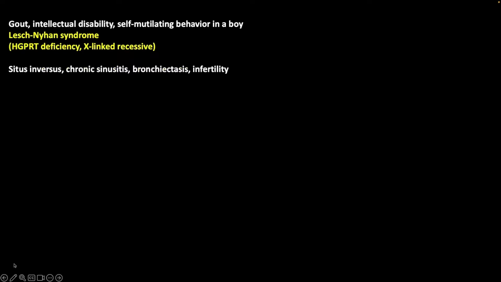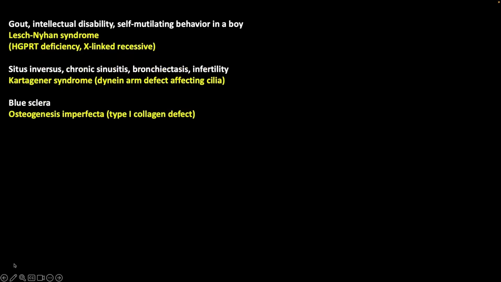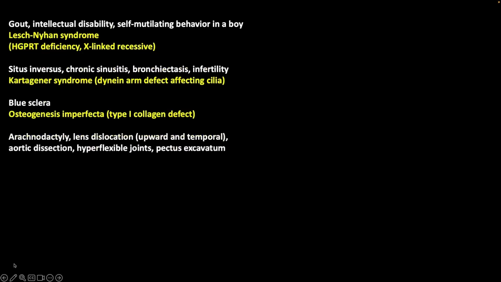Now you see situs inversus, chronic sinusitis, bronchiectasis, and infertility. This would be Kartagener's syndrome. It's a dynein arm defect affecting cilia. Alright, you see blue sclera. This would be osteogenesis imperfecta, which is a type 1 collagen defect.